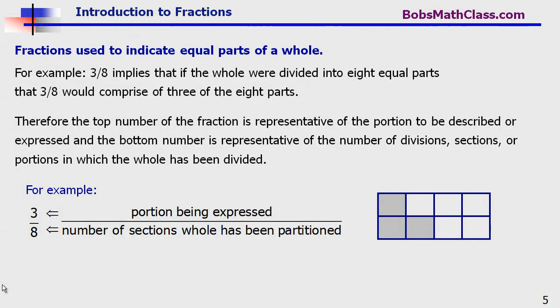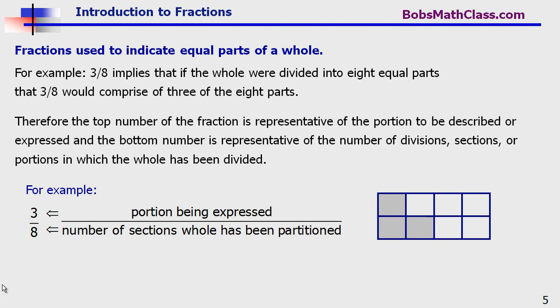Okay, fractions used to indicate equal parts of a whole. So, for example, 3/8. 3/8 implies that if the whole were divided into 8 equal parts, that 3/8 would comprise of 3 of the 8 parts. So you can see that box there to the right, and it's separated into 8 separate squares. So that's our 8 equal parts. Note how many are shaded.